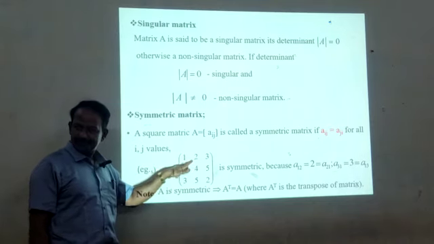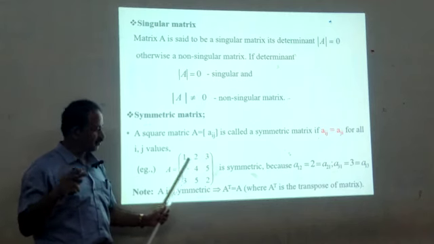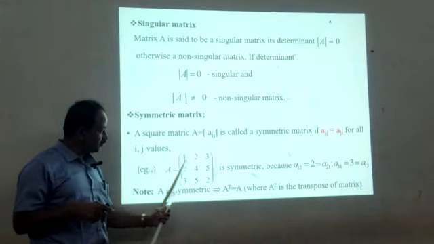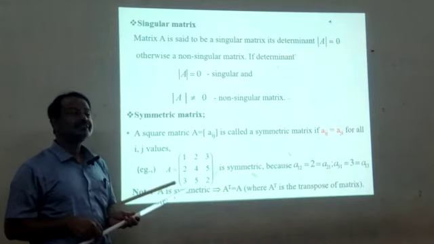A12 is this one, correct? This is A12. Interchange, A21. What is A21? Again, the answer is the same. If they are equal, we call this a symmetric matrix.